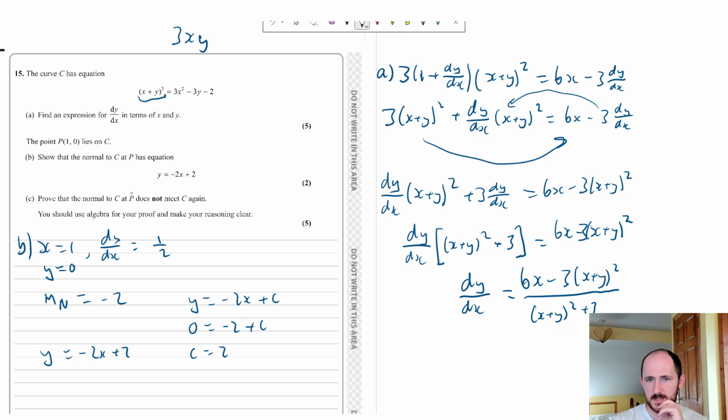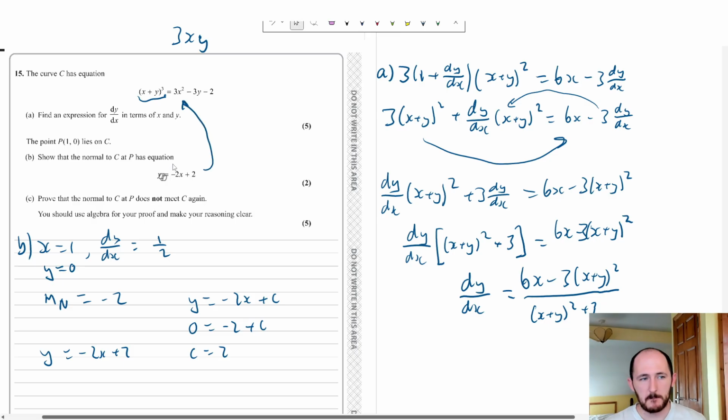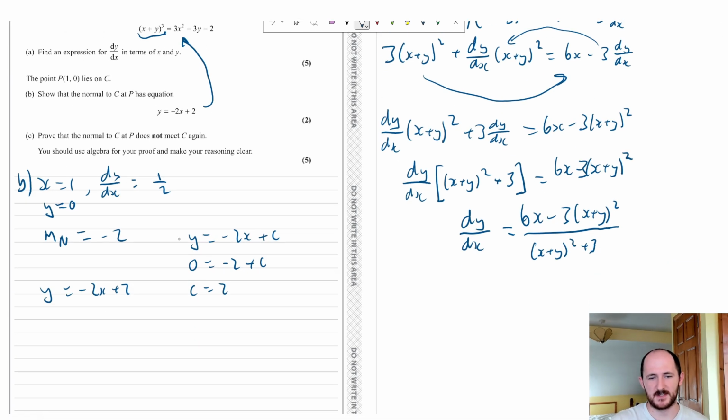Is there any faster way to do that? I don't think so. Let's just shove that in there. Yay! Would it be easy to work out x? No, I don't think so. Yeah, I think this is probably the fastest way. So we have x plus y, where y is -2x plus 2.